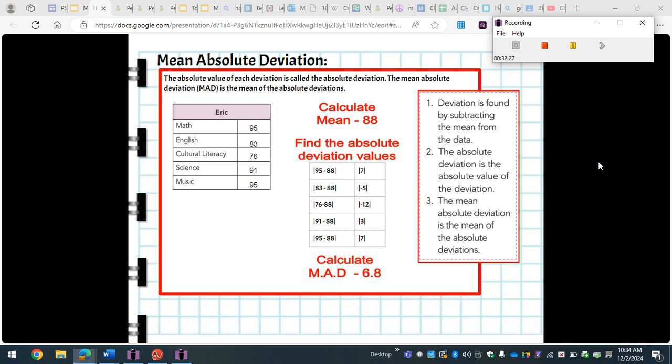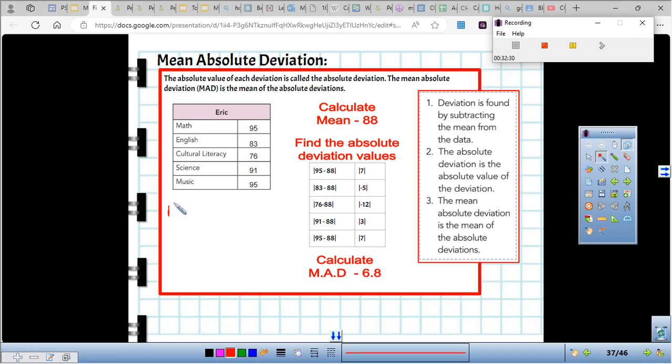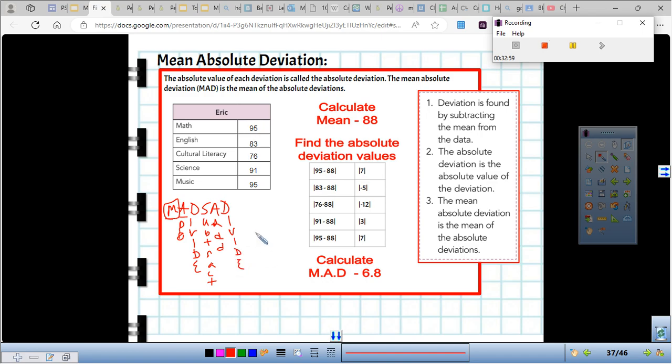Mean absolute deviation. Don't forget about this one. There's this thing called MAD. Mean absolute deviation. You're going to get the mean by adding, and you divide, then you subtract, and you add what you get again, and you divide again. I think it's pretty easy, not too bad.